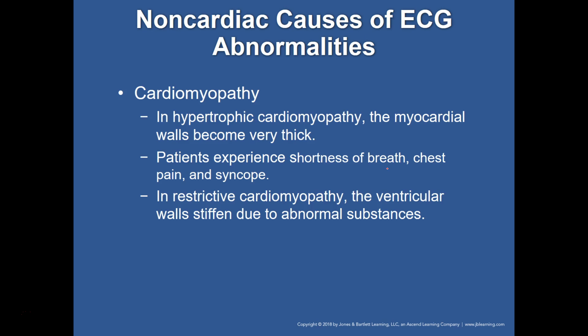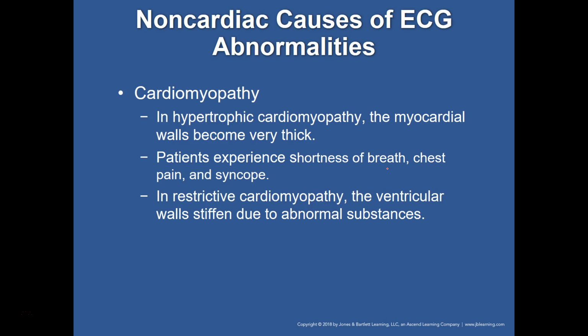Cardiomyopathy. Hang on, where'd my page go? There it is. So in hypertrophic cardiomyopathy, myocardial walls become very thick. Cardiomyopathy is a condition in which the heart muscle weakens, diminishing its ability to pump enough blood to the rest of the body. The main types of cardiomyopathy are named for the types of muscle damage each causes. So you have dilated, hypertrophic, and restrictive.